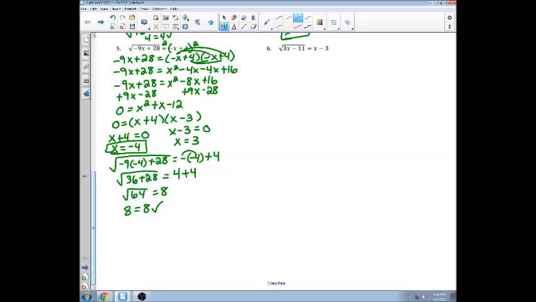Now I need to go ahead and put 3 in for all of my x's. So the square root of negative 9 times 3 plus 28 is equal to negative 3 plus 4. Negative 9 times 3 would be negative 27, plus 28 is equal to positive 1. So the square root of 1 is 1. That answer is now also good.